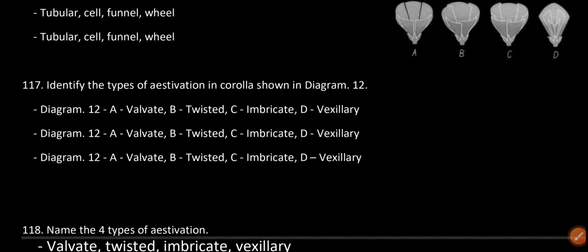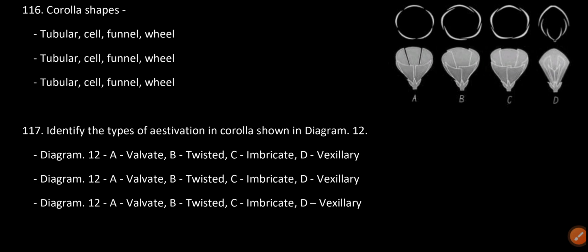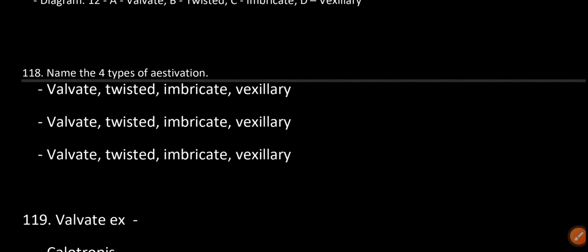Identify the types of aestivation in corolla shown in diagram 12. A is valvate, B twisted, C imbricate, D vexillary. Name the 4 types of aestivation: valvate, twisted, imbricate, vexillary.